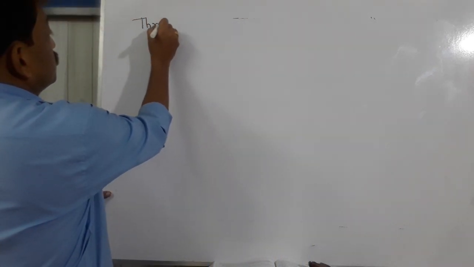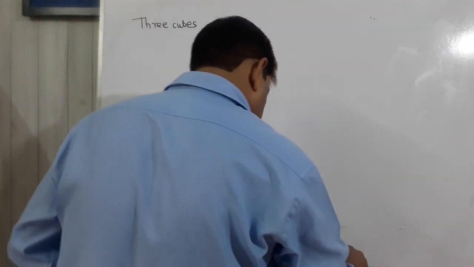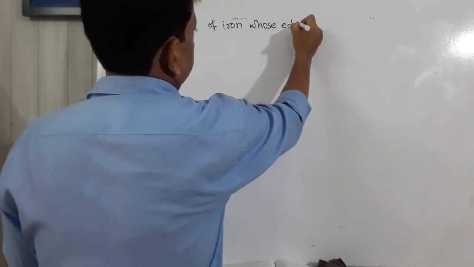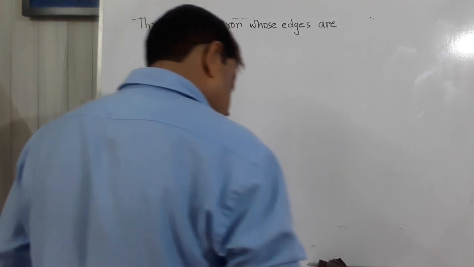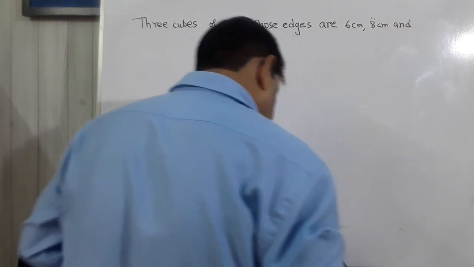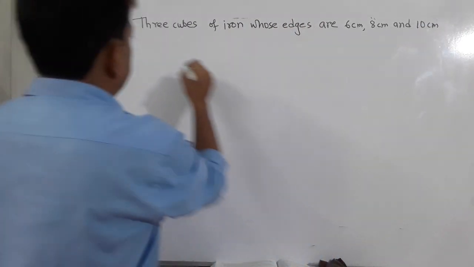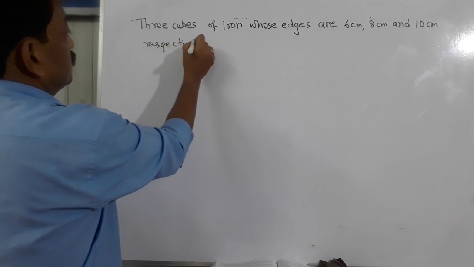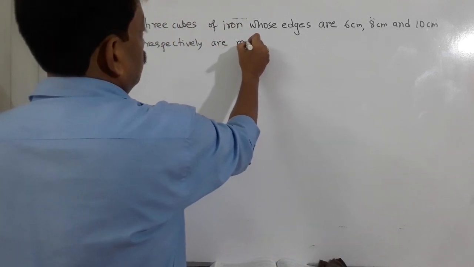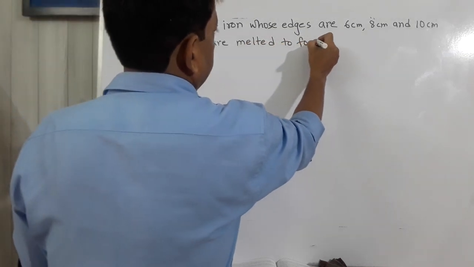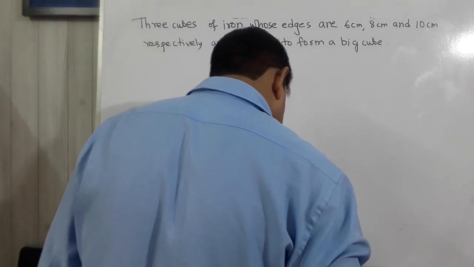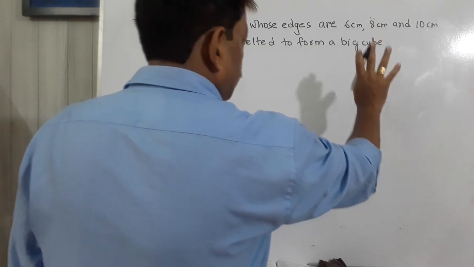Three cubes of iron whose edges are 6 centimeter, 8 centimeter and 10 centimeter respectively are melted to form a big cube. It is melted to form a big cube, that is a single cube.